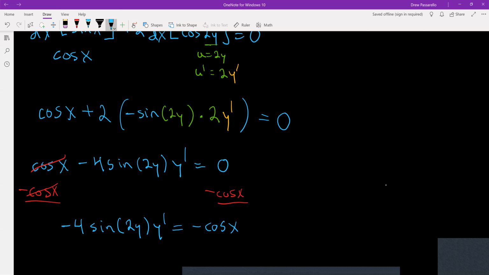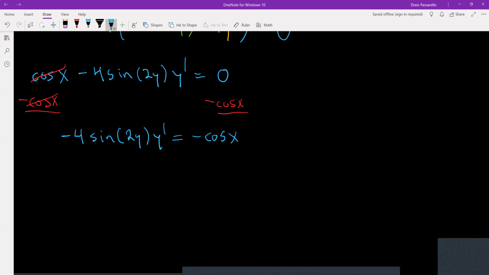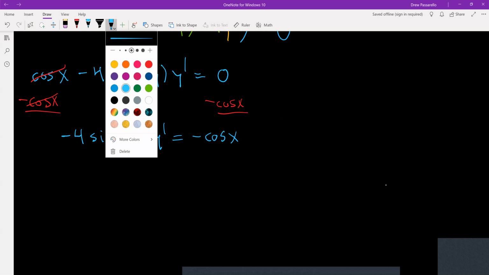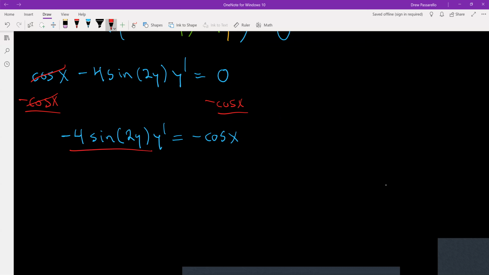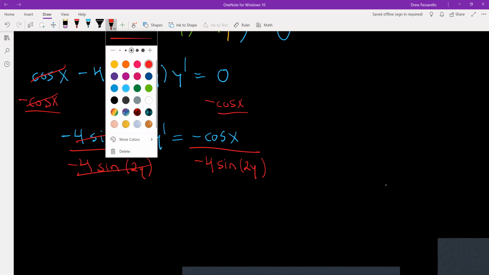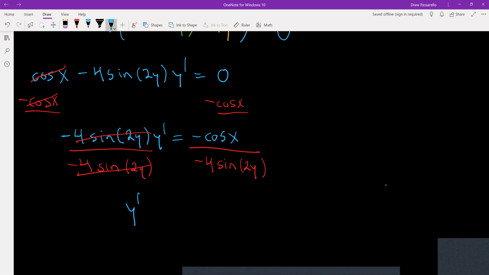And so I want the y prime by itself. To get it by itself, I will divide both sides by negative 4 sine of 2y. All right, so all of that cancels out, so I have y prime. And the negatives divide out, so it'll be cosine x over 4 sine of 2y. All right, and that's going to be my answer.